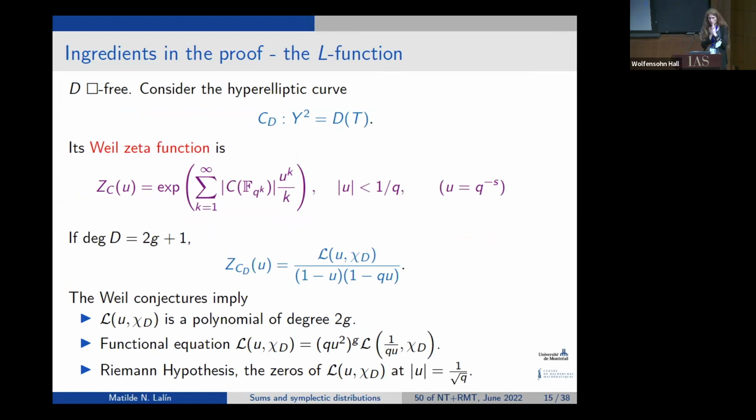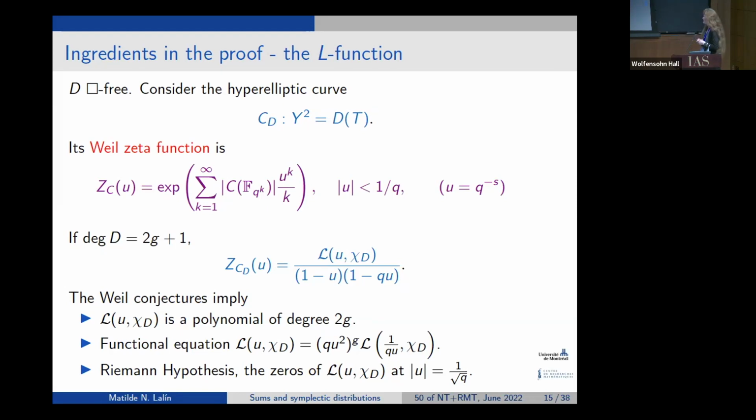It satisfies a functional equation. And it satisfies the Riemann hypothesis, which in this context says that all the zeros are at absolute value of u equals 1 over the square root of q. The connection between this and the variable s is given by the change of variables u equals q to the minus s. So we could write all of these in terms of s, and then we will have something in a language that is more similar to what we have for number fields.